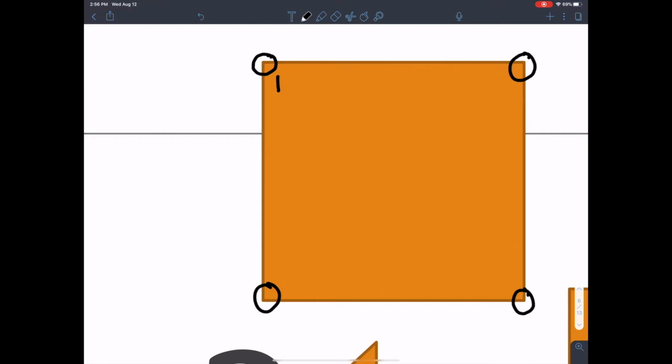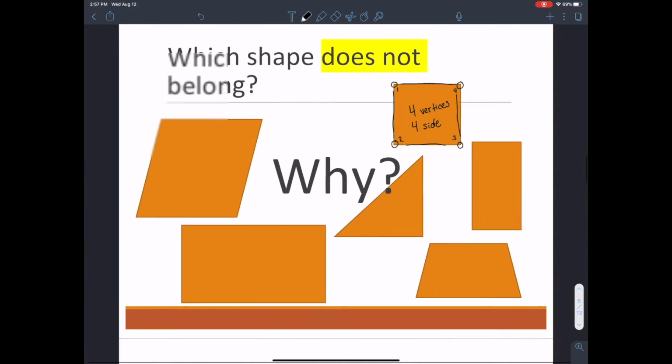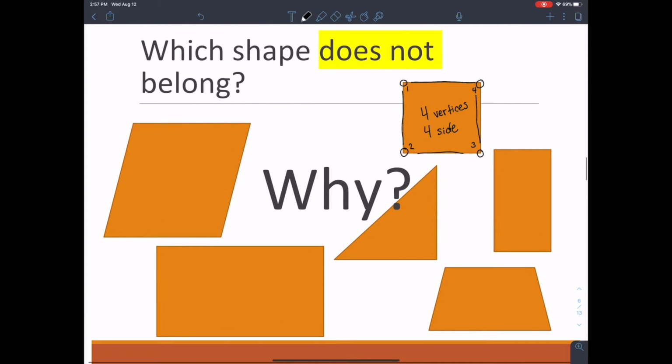We have 1, 2, 3, 4. We have 4 vertices on the page. And then we look on the sides. We have 1, 2, 3, 4. We have 4 sides. Now all we do is we just have to make sure that we have 4 vertices on every single one. The one that doesn't have 4 vertices is going to be the one that does not belong. So go ahead and pause the video and count every vertex in the shapes and find which one does not belong.